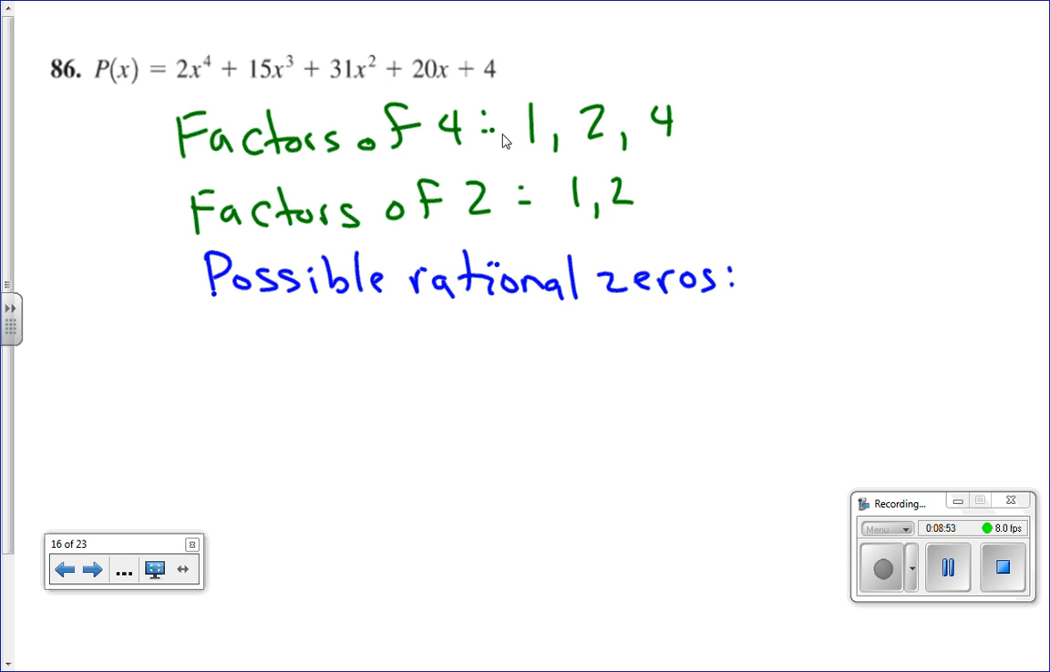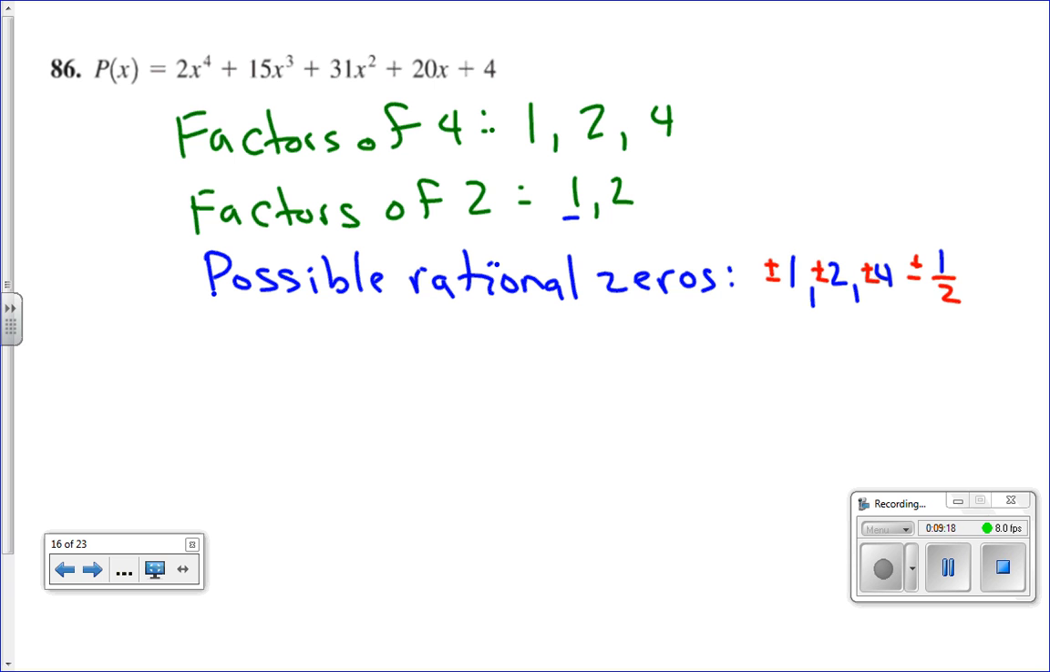So we can first divide 1, 2, 4 by the 1 to get 1, 2, and 4. And then we can divide 1, 2, and 4 by the 2 to get more candidates of 1/2. 1 is already there and 2 is already there. So let's see. We also need the positive negative of these 4 numbers. So we have a possible list of 8 candidates, 8 possible rational zeros.